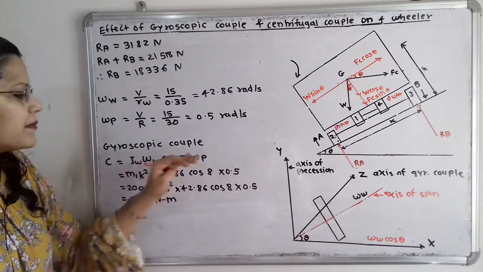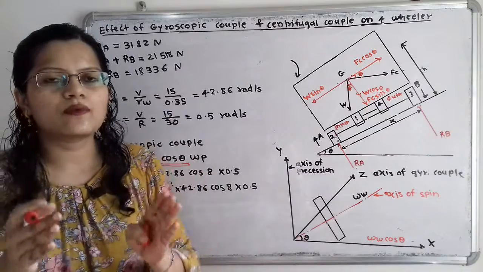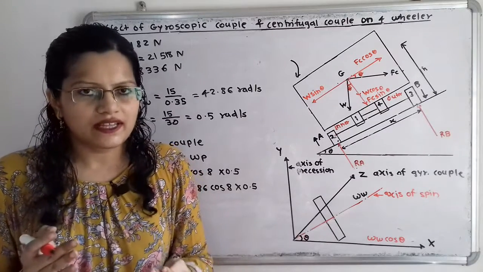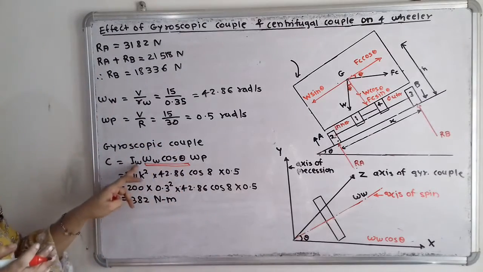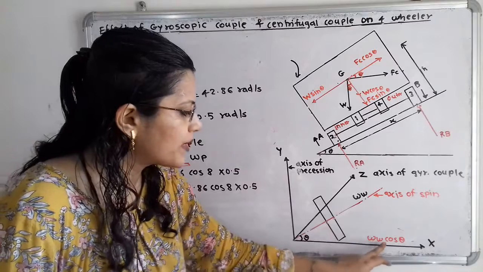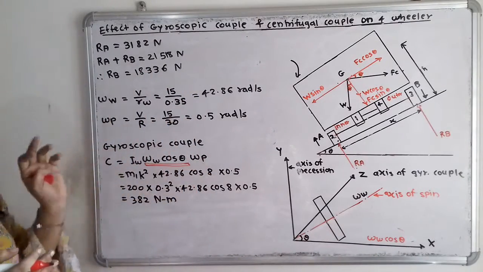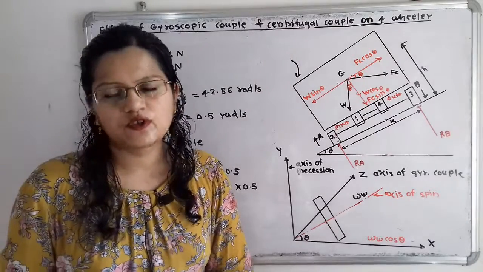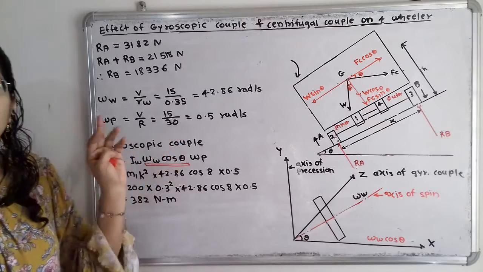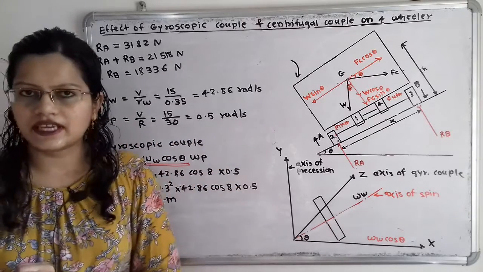Now the remaining formula, that is gyroscopic couple, that is equal to I omega omega p. In this case we have to take I for wheel, that is the mass moment of inertia for the wheel, then omega, instead of omega w we have to take omega w cos theta, and omega p. So omega p is nothing but v by r. We know that formula. Velocity v divided by radius of curvature of the road, which is equal to 0.5 rad per second.